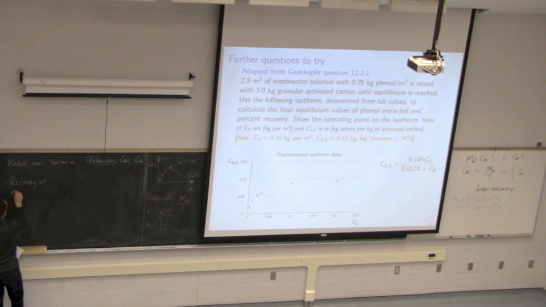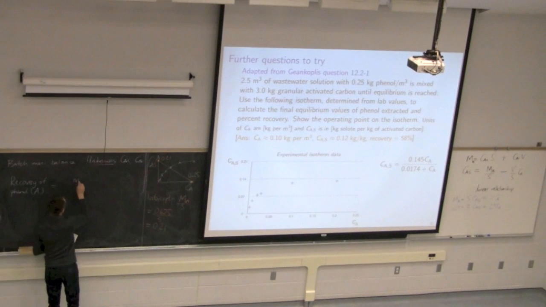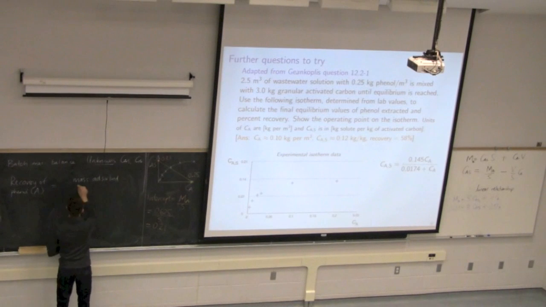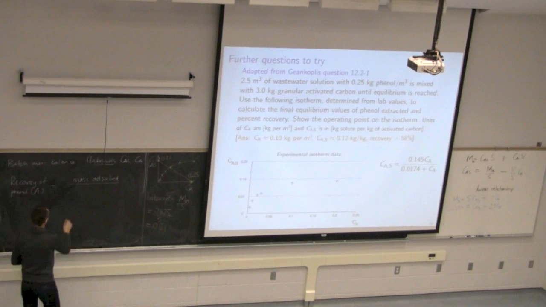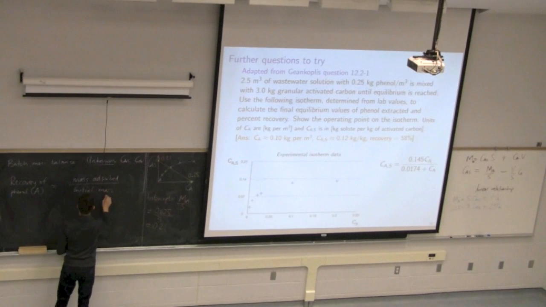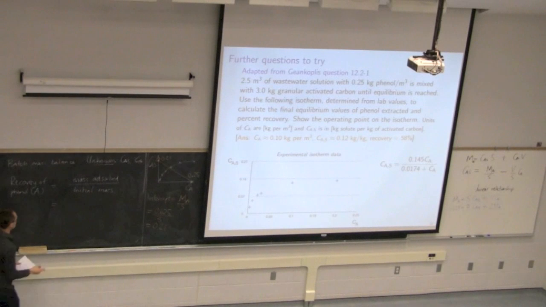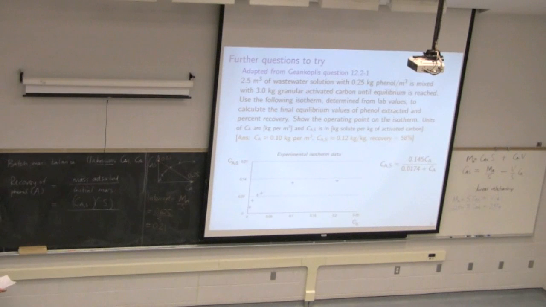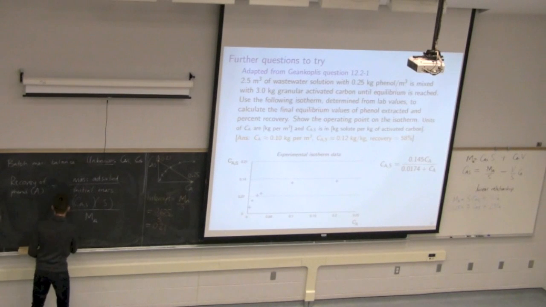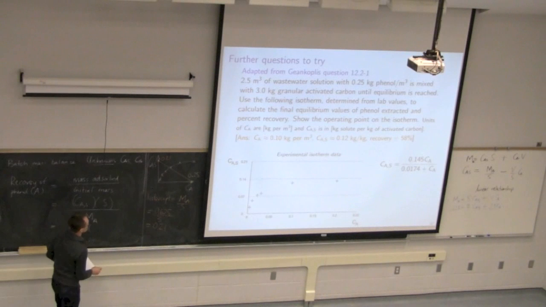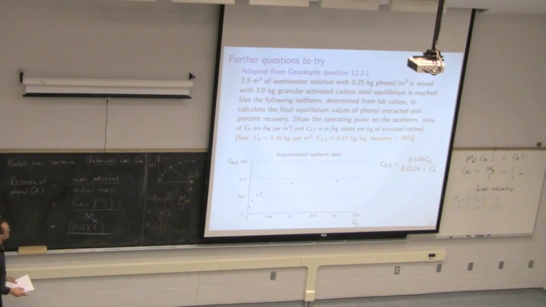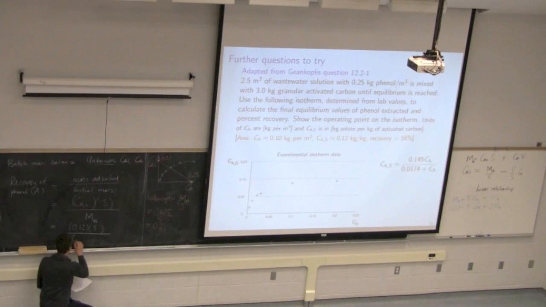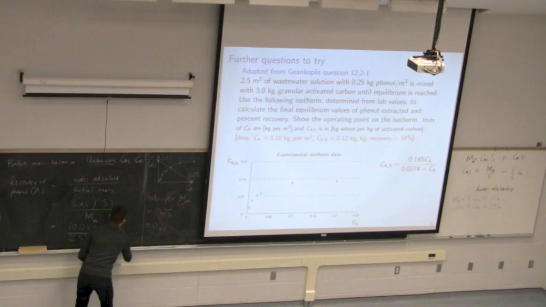of A, which was phenol. So how much phenol did we recover is equal to mass adsorbed divided by mass started off with, or initial mass. So in terms of our symbolic notation, the mass adsorbed is equal to CAS times S. And the initial mass is equal to MA. Okay, so if we sub in over there, CAS is 0.12, multiplied by S, which was 3 kilograms, and MA was equal to the product of 2.5 times 0.25. You get a recovery of about 0.58.